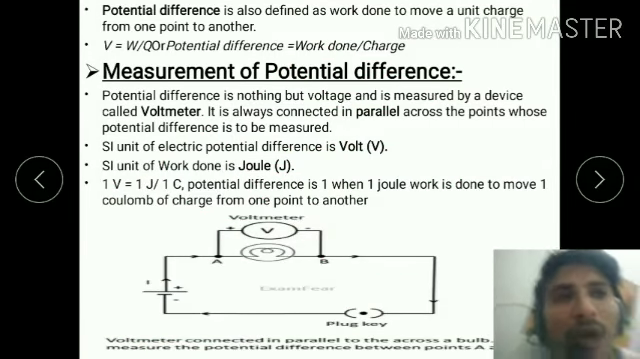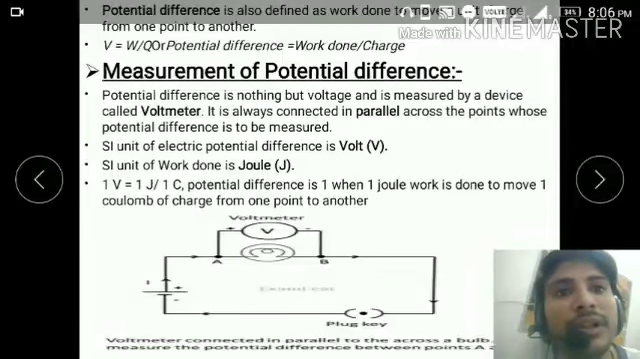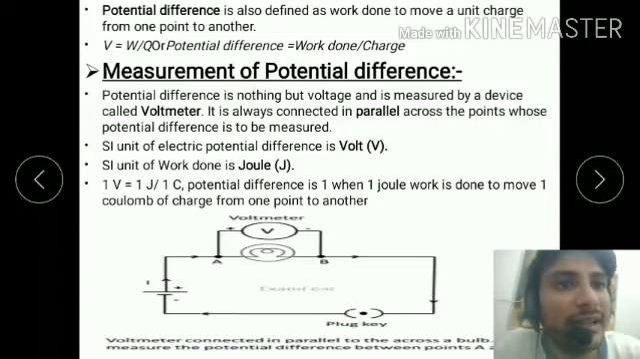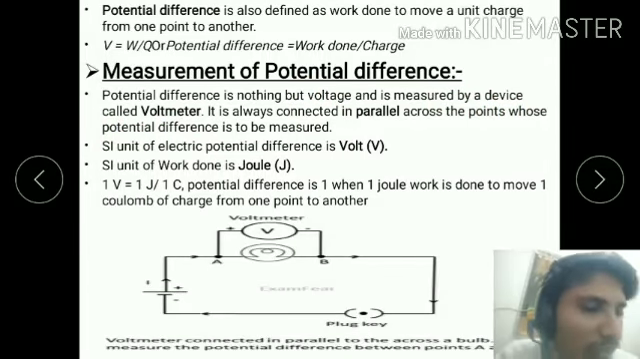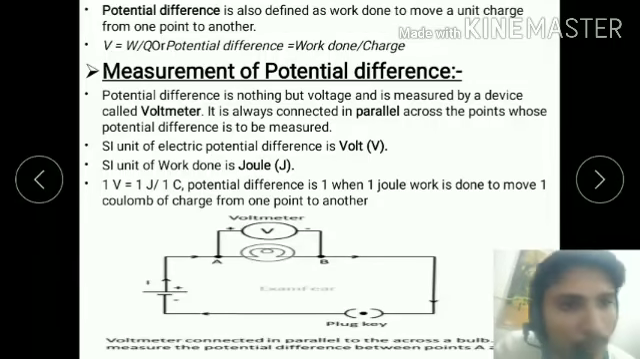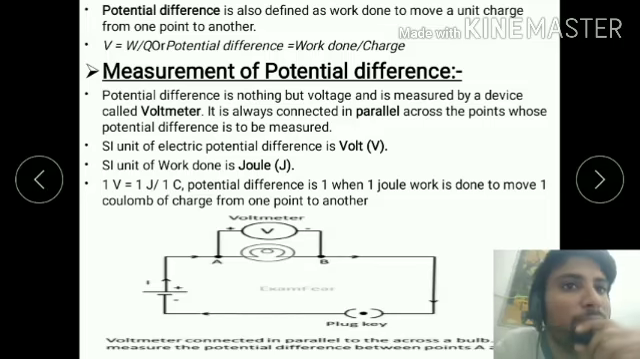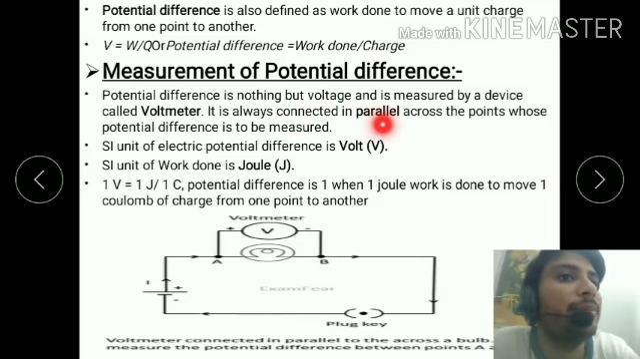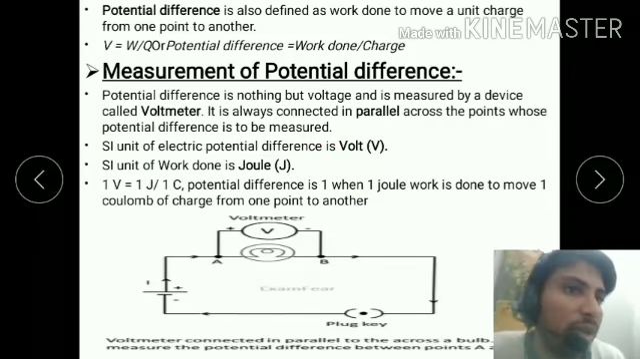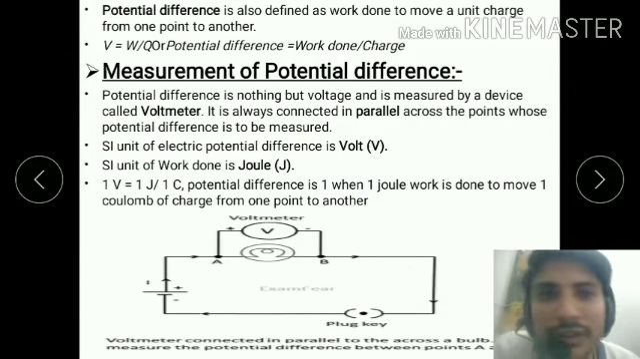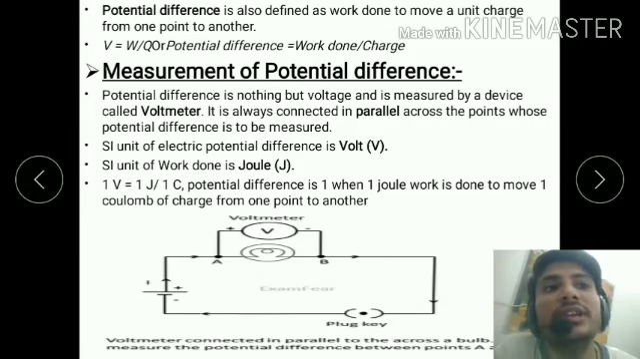Measurement of potential difference. How can we measure the potential difference? Potential difference is nothing but voltage and is measured by a device called a voltmeter. I told you current is measured by the ammeter and potential difference is measured by the voltmeter. It is always connected in parallel across the points whose potential difference is to be measured. You should know about it. An ammeter is always connected in series, but a voltmeter is always connected in parallel in the circuit diagram.